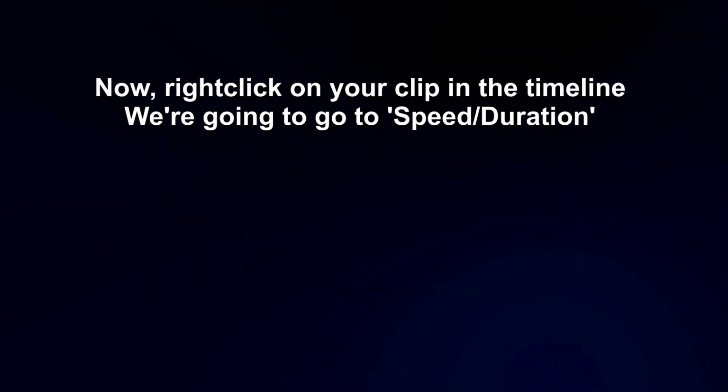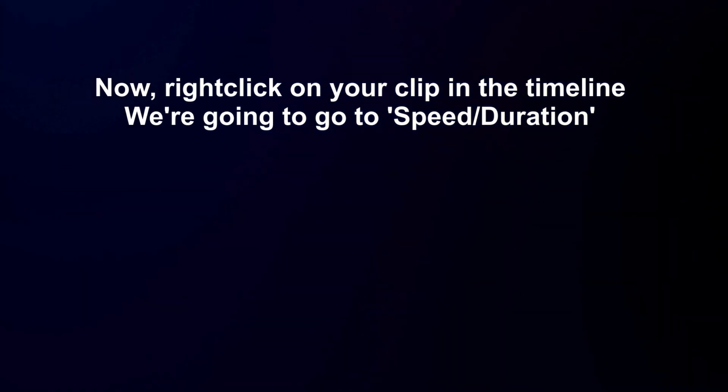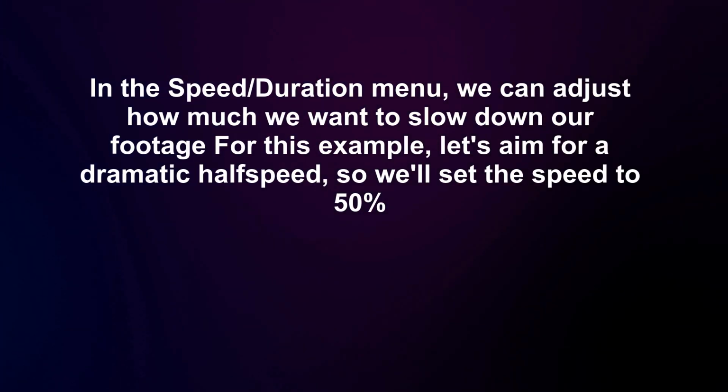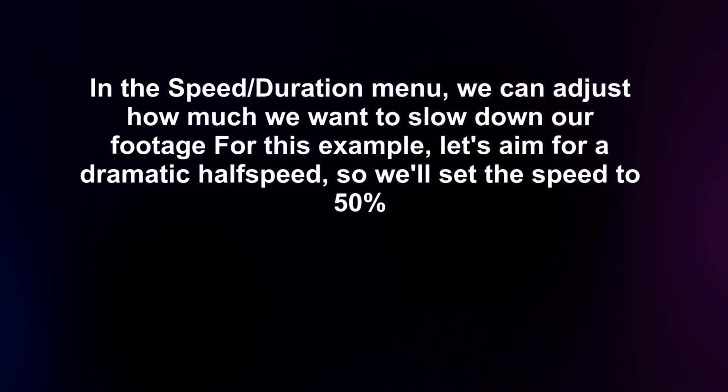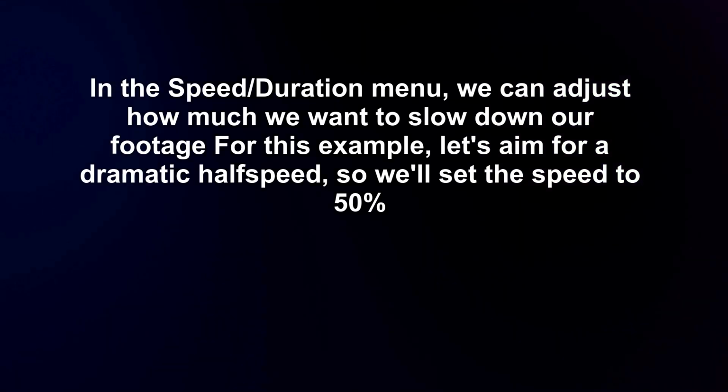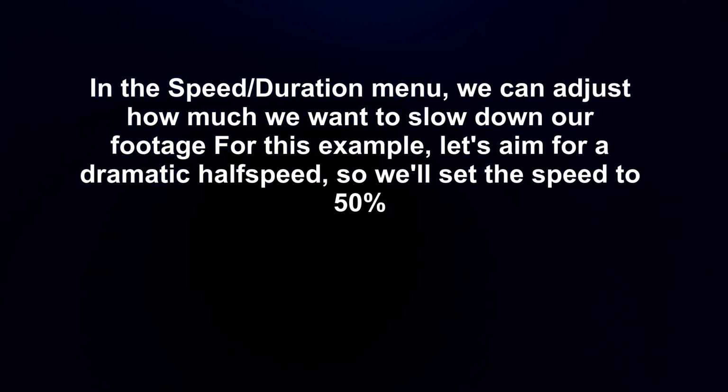Now, right-click on your clip in the timeline. We're going to go to Speed Duration. In the Speed Duration menu, we can adjust how much we want to slow down our footage. For this example, let's aim for a dramatic half speed, so we'll set the speed to 50%.